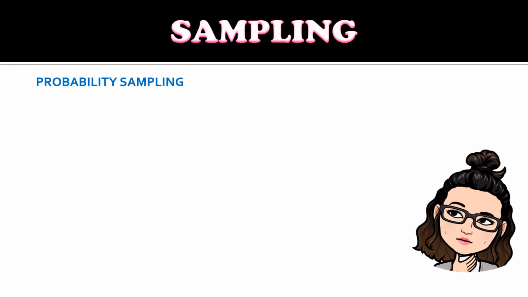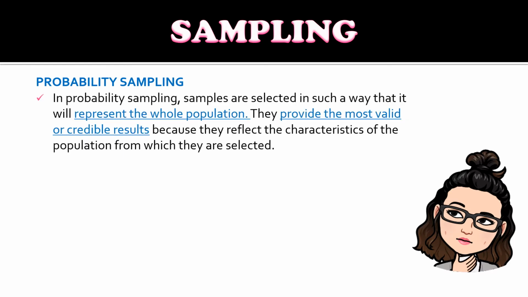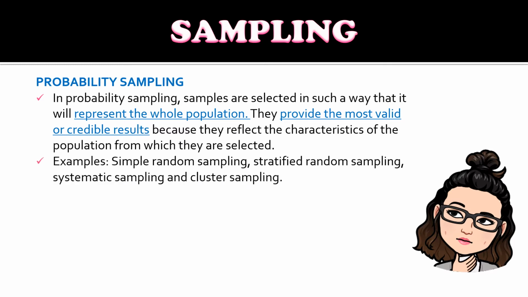For probability sampling, samples are selected in such a way that they represent the whole population. They provide the most valid or credible results because they reflect the characteristics of the population from which they are selected. Examples are simple random sampling, stratified random sampling, systematic sampling, and cluster sampling.